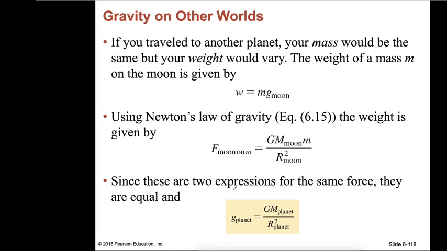Since these are two expressions for the same force, they are equal, and g planet equals G, which is the gravitational constant, times the mass of the planet over the radius of the planet squared. So that's the equation for calculating acceleration on the surface of a planet. You just need to know the M of the planet and r of the planet. M is the mass, r is the radius.